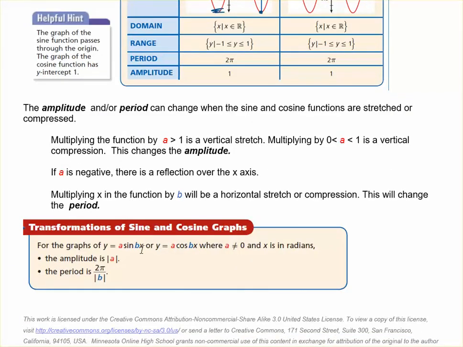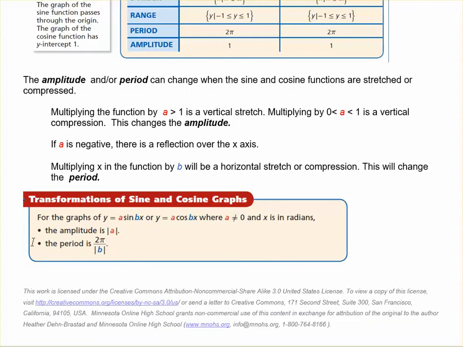We can also multiply just the x by a number, and that will be a horizontal stretch or compression. So that will change how it looks as well. And as usual, the vertical transformation is easier to figure out. The amplitude will just be whatever that number is, the absolute value of that number. And the period will be changed if you change the horizontal stretch or compression, if you change b. So the period will be bigger or smaller if you do that. And the way you find it is, since normally sine and cosine are 2 pi, we divide by that value, just the absolute value of that number.